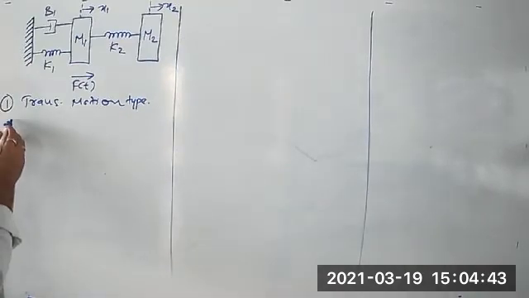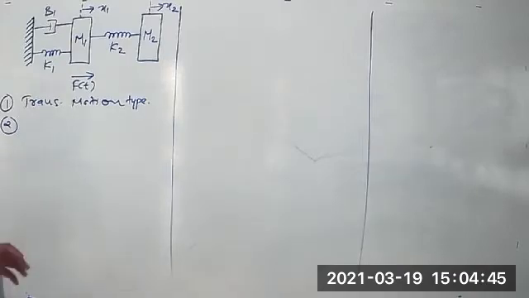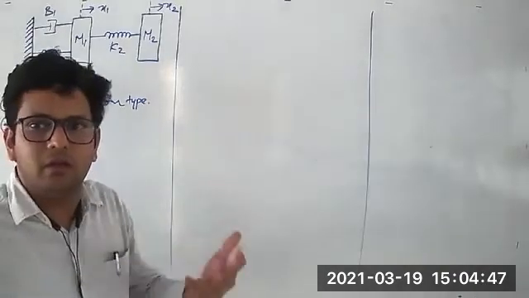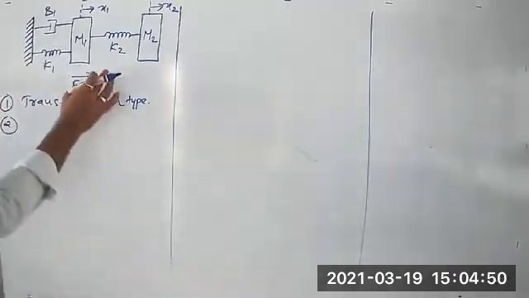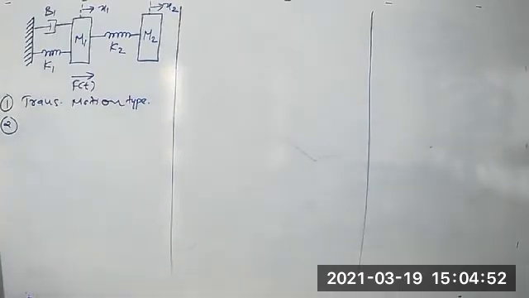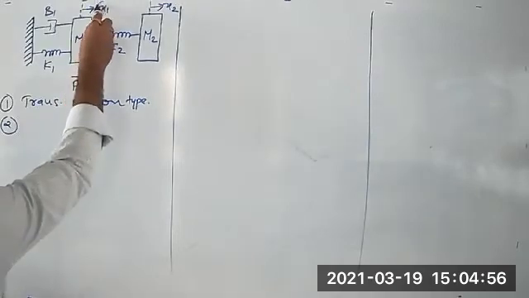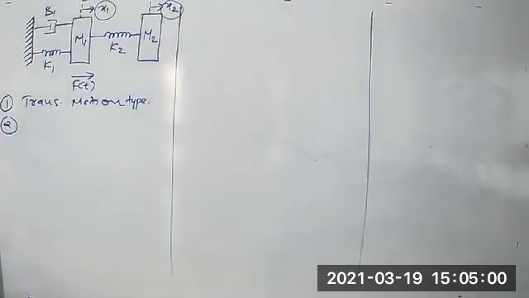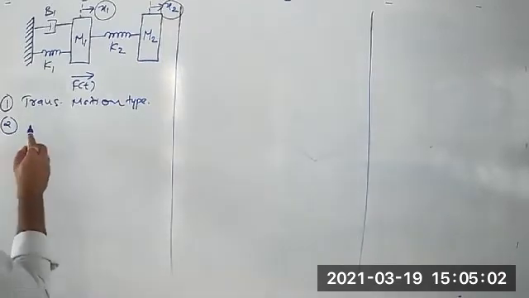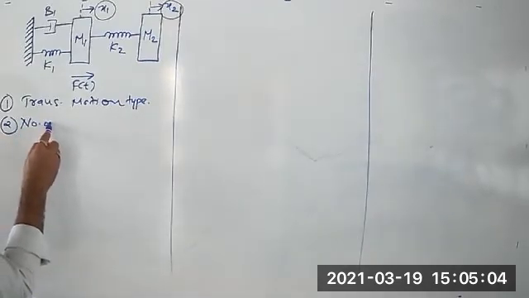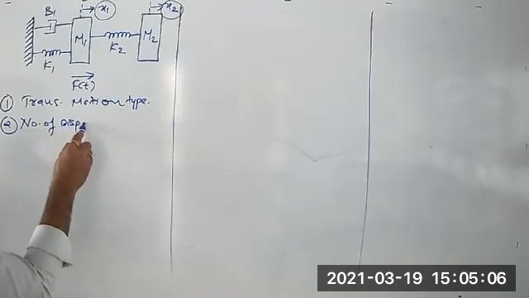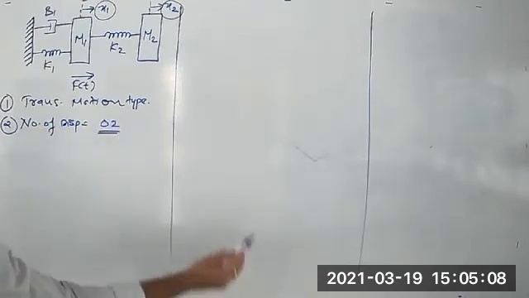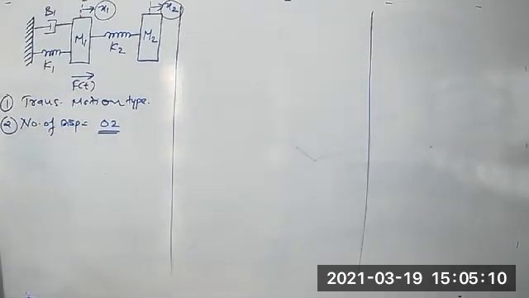Then step number two, we need to count the number of displacements available in the given mechanical system. From this diagram it is very clear that we are having two displacements available in our mechanical system. This is the first displacement and this one is your second displacement. So the number of displacements available in the given mechanical system is 2, x1 and x2.